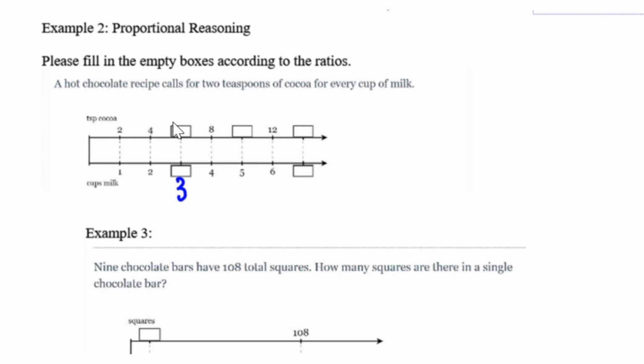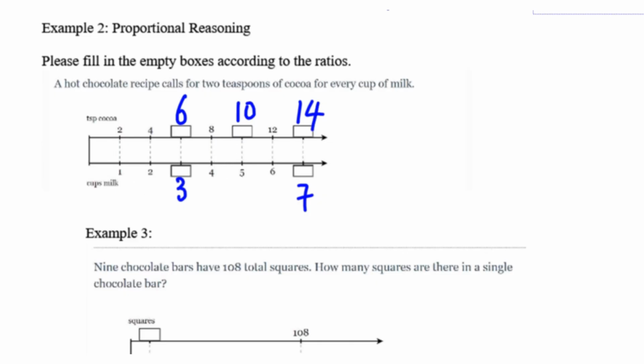The next one will be 3 cup of milk, and how many teaspoon of cocoa to make the same taste? It will be 6, and 4 will be 8, 5 will be 10, and 6 is 12, 7 we are going to add another 2 teaspoon cocoa to here. This one will be 14, and this one represents the same ratio.